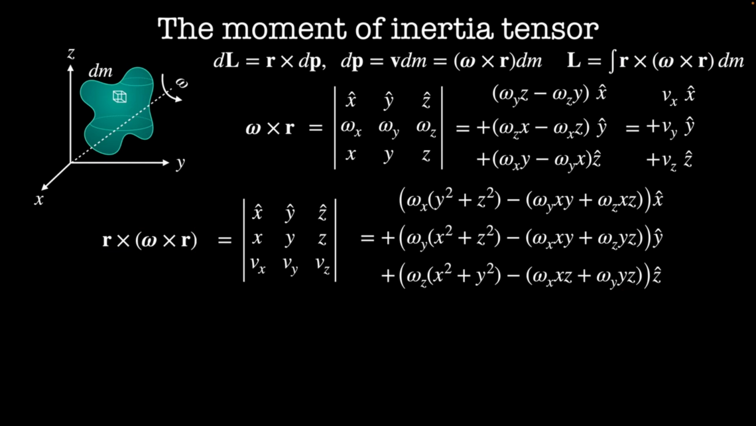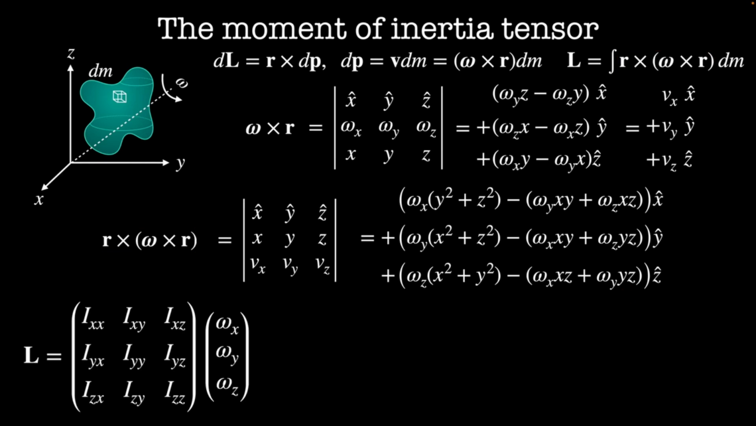But we also know that the total angular momentum is given by I, our moment of inertia tensor, times the vector omega. So let's collect the components that contain first omega x. These are omega x times y squared plus z squared in the x hat direction, minus omega x times xy in the y hat direction, and minus omega x times xz in the z hat direction. And likewise, we can collect all of the components that are multiplied by omega y and omega z.